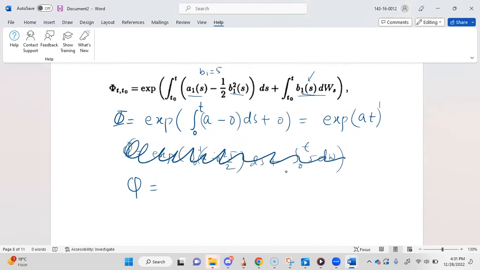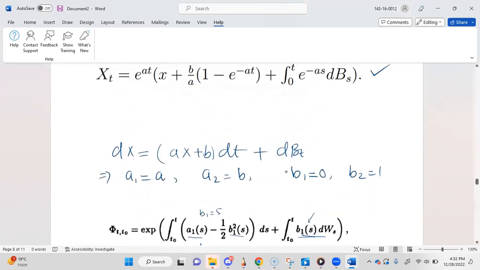So this phi in our case is going to be exponential of at. Okay, or you can maybe write e to the at. Now you got phi for this.